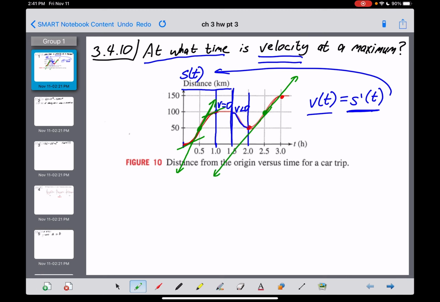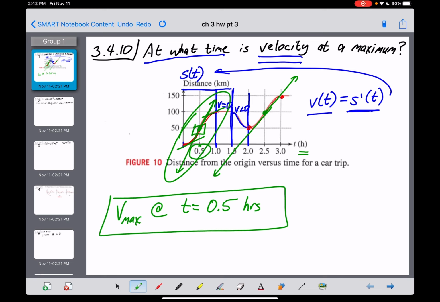And so if you were to ask me which of those two green lines looks like it has the steeper slope, I would say this one right over here that has a point of tangency right there when t is equal to 0.5. So I think we could say that our maximum velocity occurs at t equals 0.5, and it looks like we're measuring time in hours. So 30 minutes then after we begin this journey.